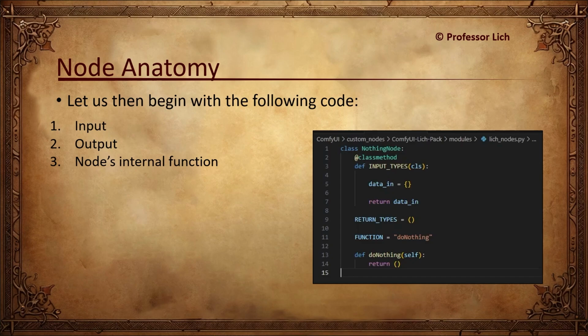Notice how the code begins with the word class. Under the hood, each node in Comfy is an entity called a class. A class basically serves as a blueprint for creating objects, and they are important not only to Python, but also in many other object-oriented programming languages. So underneath this first line, we have the node input. Then we have the output and the node's internal function, which I have labeled do nothing.